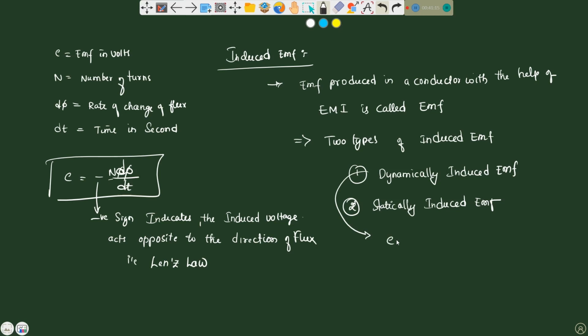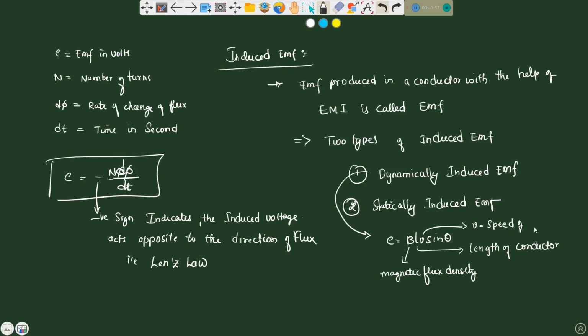So dynamically induced EMF is equal to B L V sin theta. So here B is what? Magnetic flux density, correct? L is nothing but the length of the conductor. Then we have V. V is nothing but the speed of the conductor in meters per second. Okay.